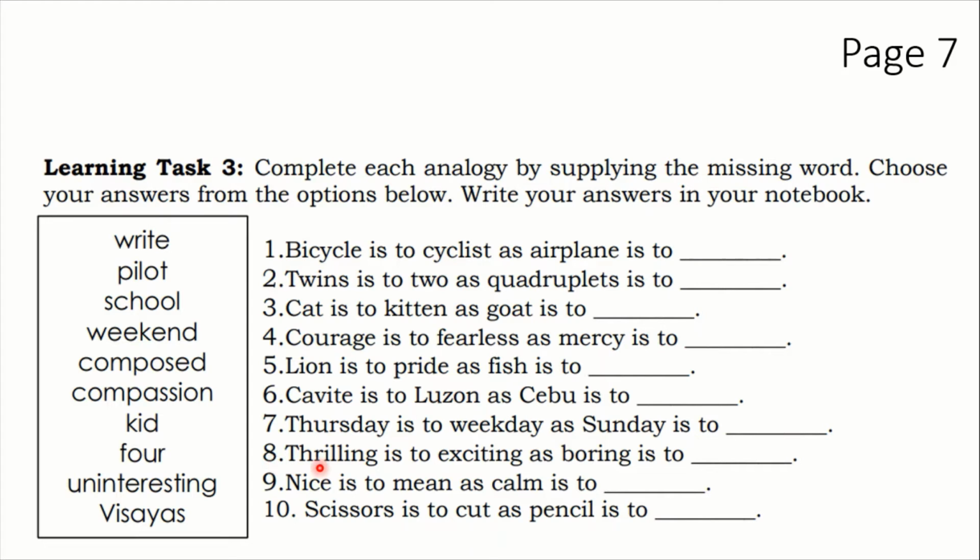Number 8. Thrilling is to exciting as boring is to blank. Number 9. Nice is to mean as calm is to blank. And the last, number 10. Scissors is to cut as pencil is to blank. Write down your answer before proceeding to the next part of the video because it will show you the correct answer. Great.